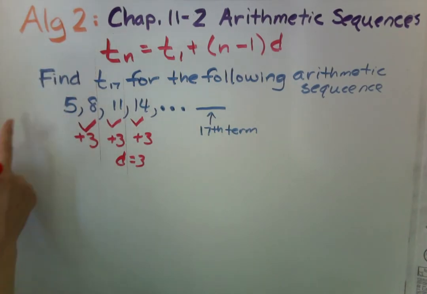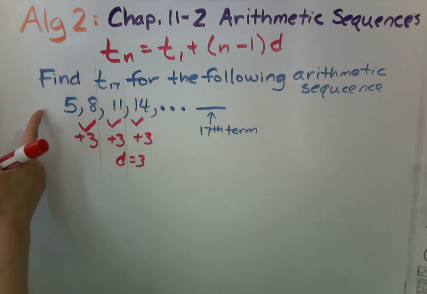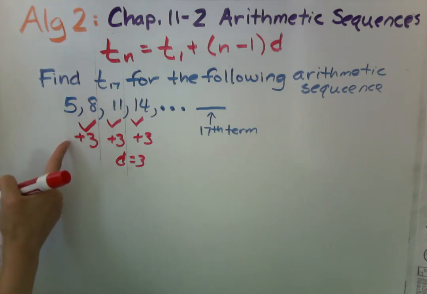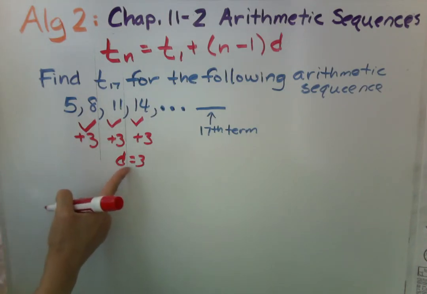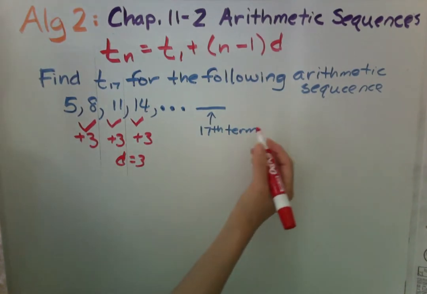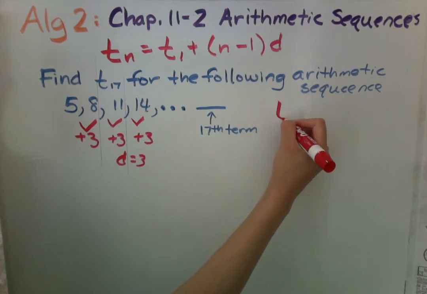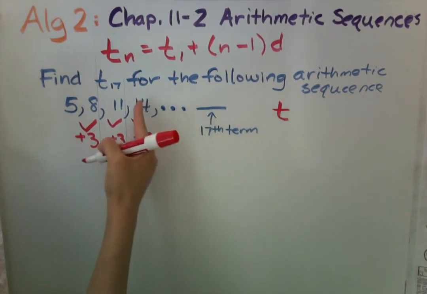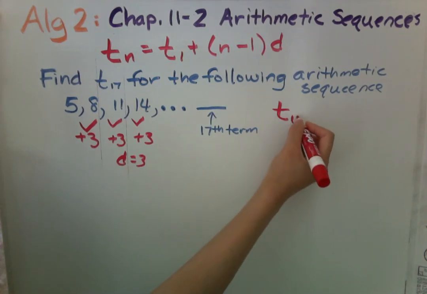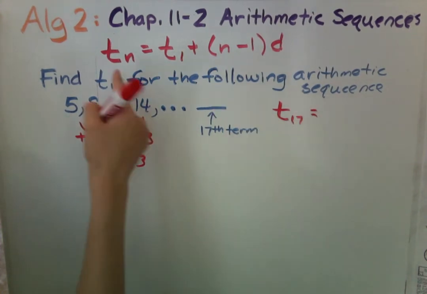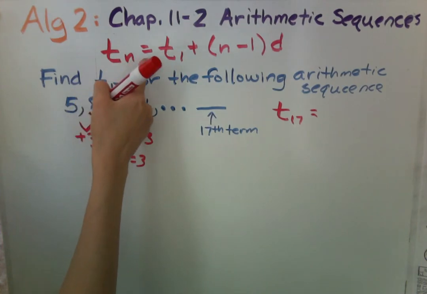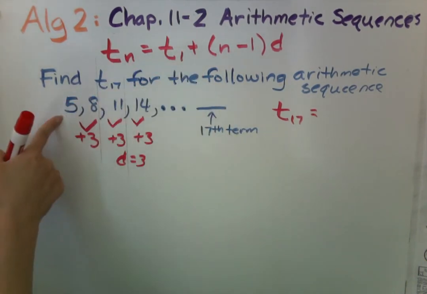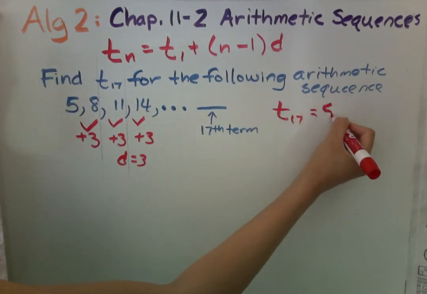The first step is you have to take a look at the sequence and ask ourselves, what is the arithmetic sequence? What is the common difference? We notice since it's 3, we can go ahead and plug into our formula. Note that we are looking for the 17th term, so we write t to the 17th, because we're looking for the 17th term, equals t to the first. They tell us what the first term is, right here, 5. So we just plug in 5.